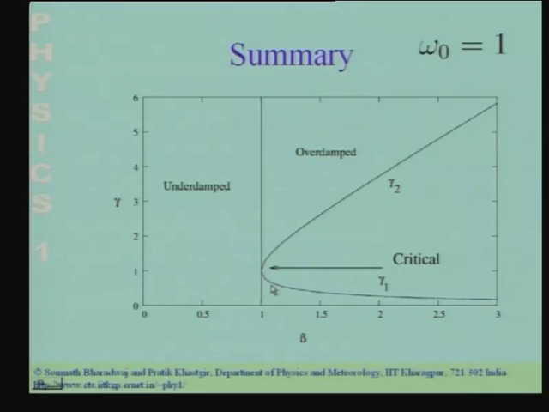In the situation where beta is equal to omega naught, you have critical damping. The two roots become identical and they both have the value 1. So, this is the situation where you have critical damping. This figure gives you an idea of the behavior of the oscillator in the critically damped and the overdamped situations. It is important to develop some kind of intuition for what happens if you vary the damping coefficient.